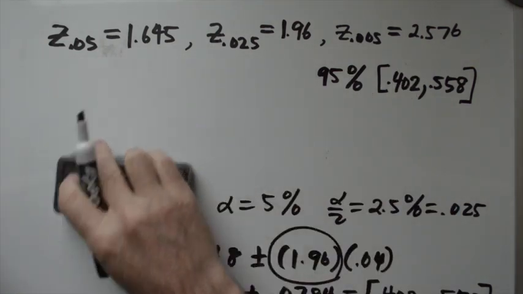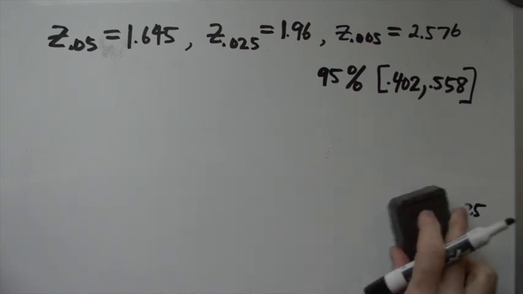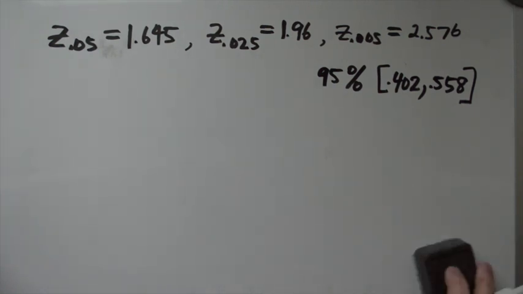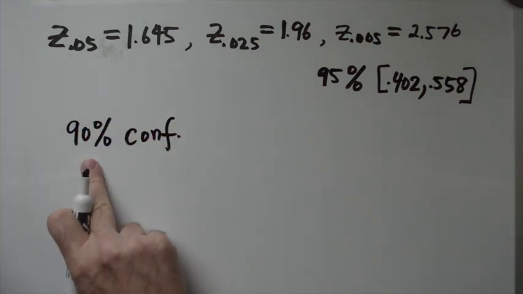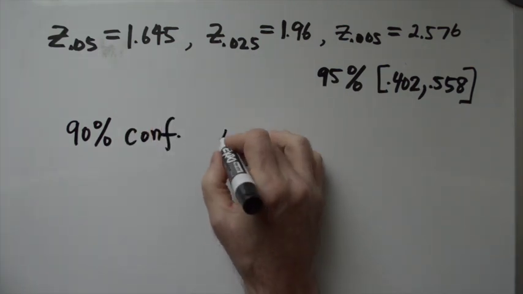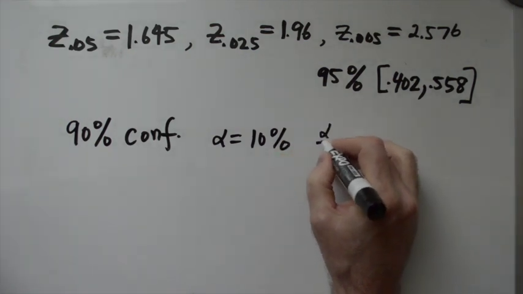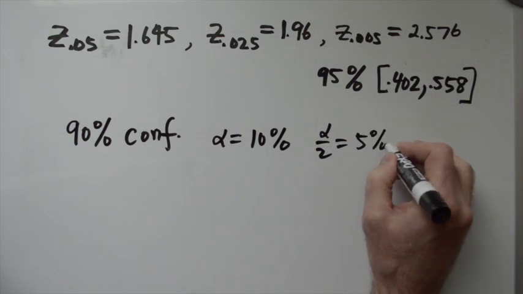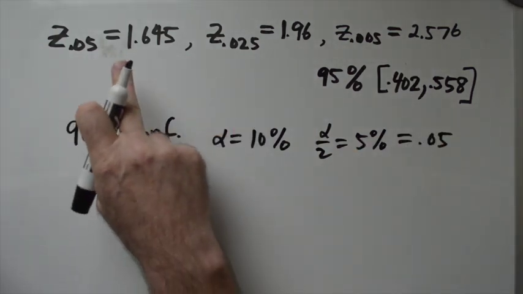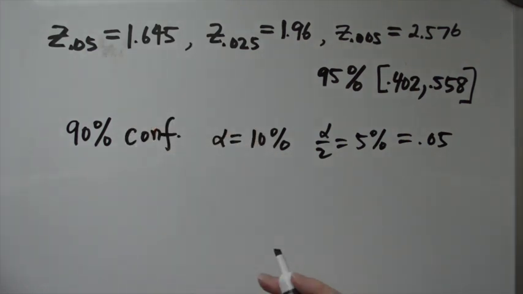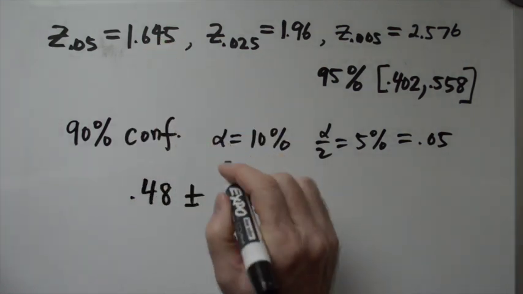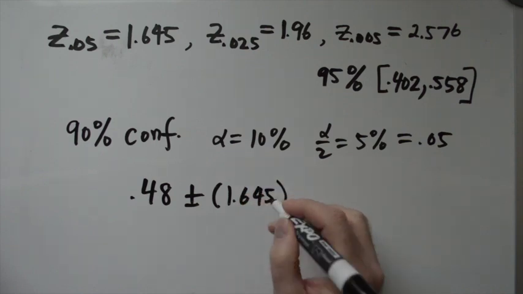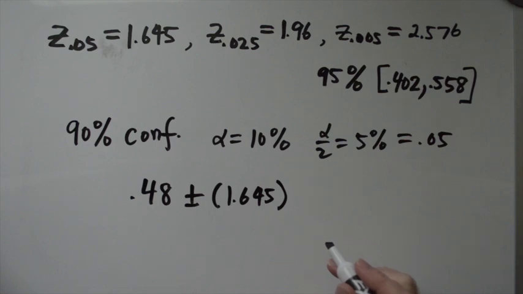Let's look and see what happens when we work at a 90% confidence. At 90% confidence, the part that's left over, the residue, is 10%. So our alpha is 10%, and half of alpha is 5%, and as a decimal, that's 0.05. So we'll be working with the 1.645 cutoff. Our confidence interval is simply going to be the same best estimate, the 0.48, plus or minus 1.645 times the SE, which we used before, the 0.04.